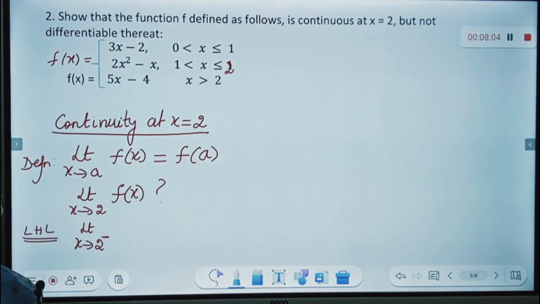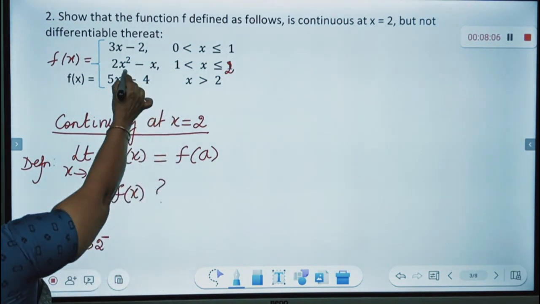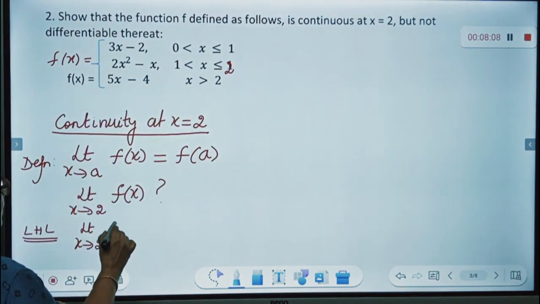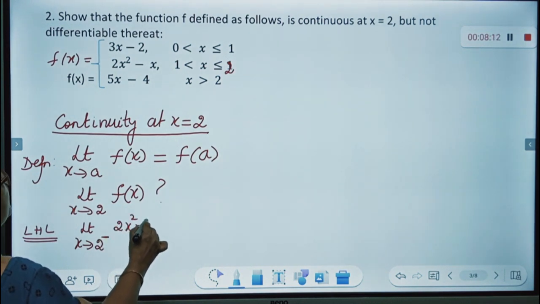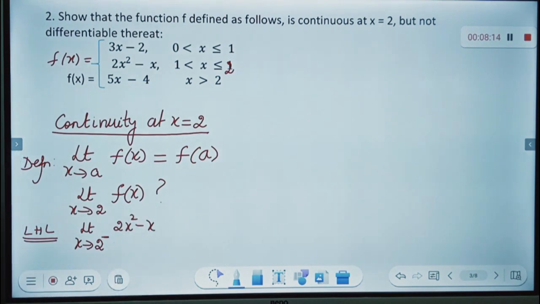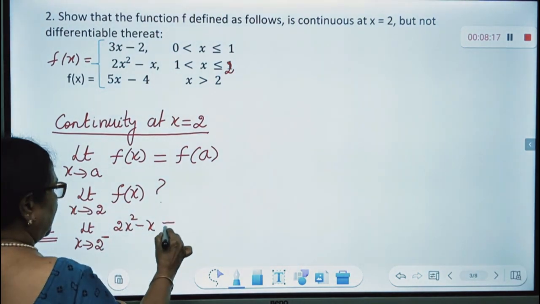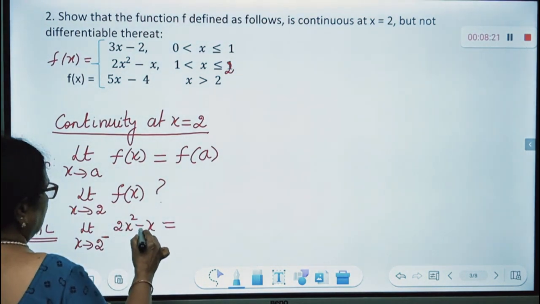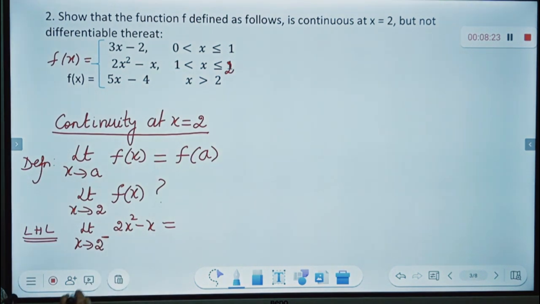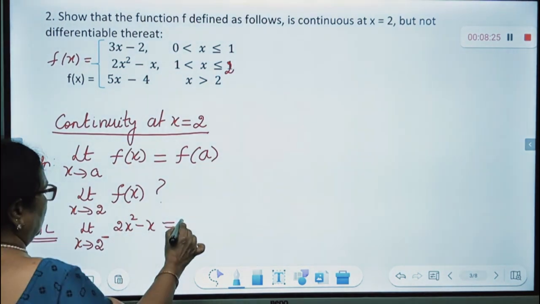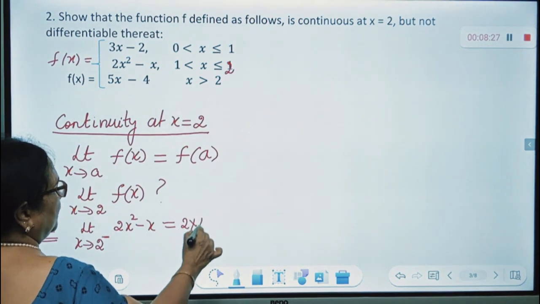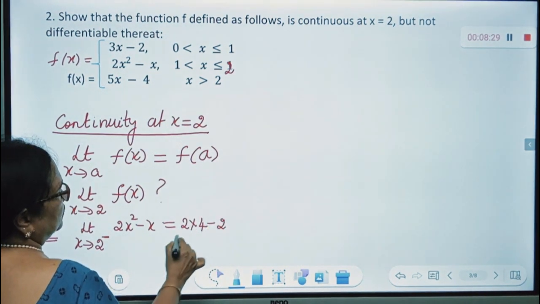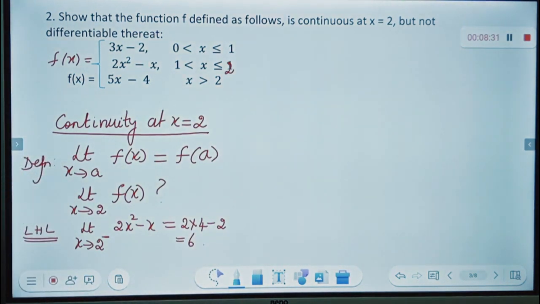So when x tends to 2 minus, what is the function? This is the function, right? 2x square minus x. So what will be the value of the limit? Put x equal to 2, I will get 2 into 4 minus 2. 8 minus 2, which is 6.